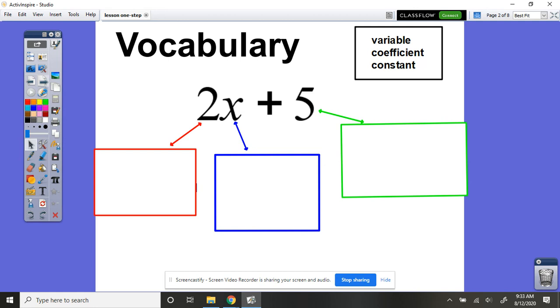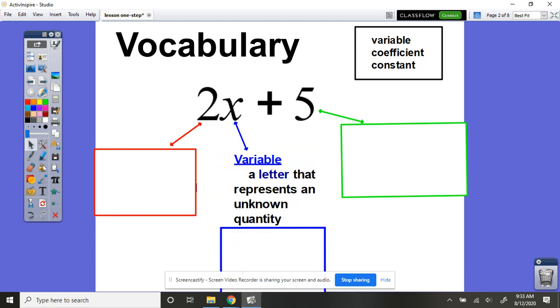Let's start with the word variable. You should have placed the word variable in the blue box. A variable is a letter that represents an unknown quantity. So in the expression 2x plus 5, x is the variable.